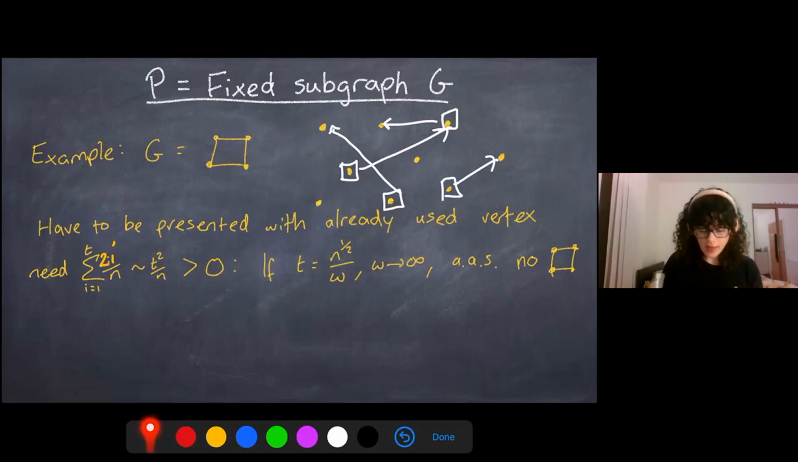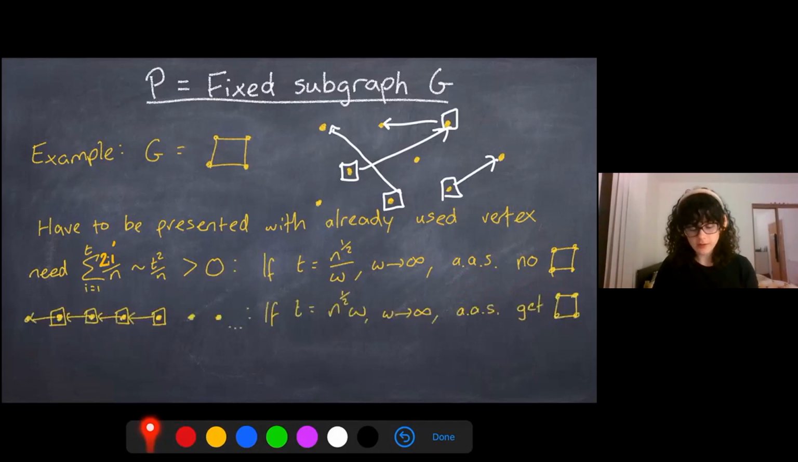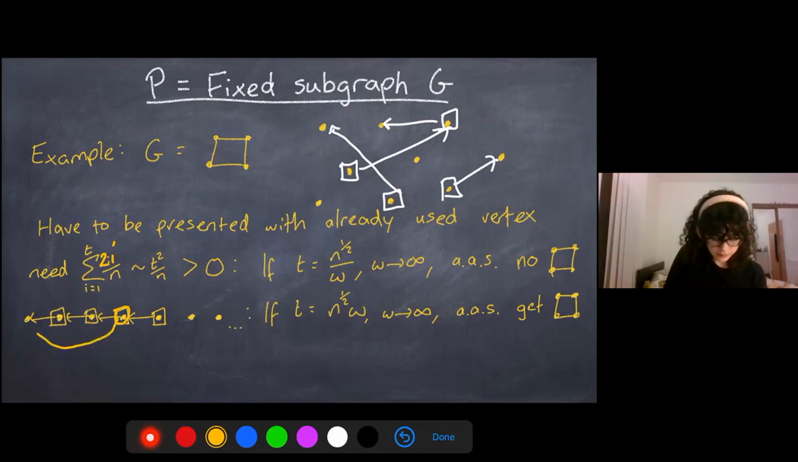Okay, on the other hand, suppose that we have a t that is greater than root n. Well, we can just use the following strategy. We make a path like this. Every time the random process gives us a new vertex, we just extend the path. The first time the random process picks a vertex that we've already seen, perhaps it picks this one, then we can close off our cycle, because so long as our path had more than 3 edges, we can close off our cycle.